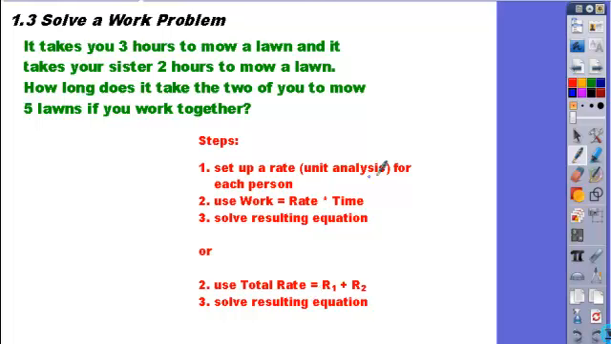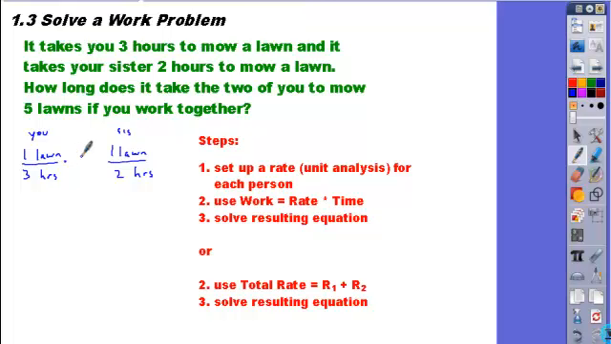All right, the first one is to set up a rate for each person. So if you look at your rate, again, this is that unit analysis. Here you do 3 hours to mow one lawn, so one lawn per every 3 hours. That's your rate. Your sister's rate is one lawn per every 2 hours. Again, you can tell it's a rate because you're talking in terms of one lawn per hour. Once you set up these rates, what you can then do is identify how much time it takes to complete this task.